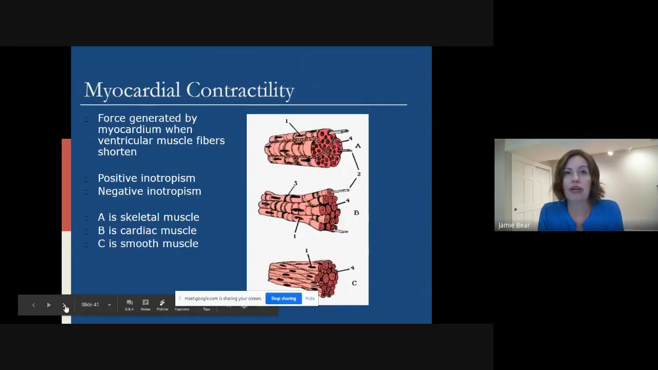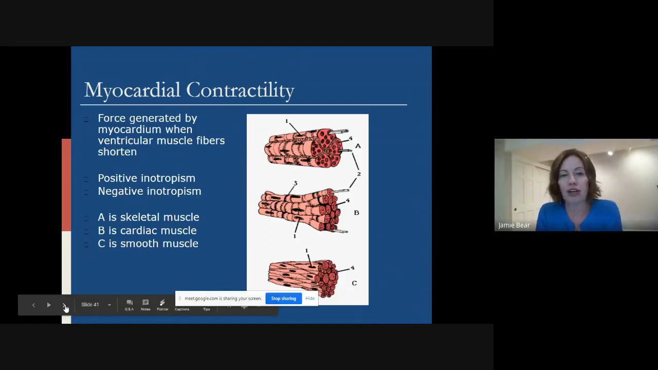And then our myocardial contractility is the force generated when the myocardial muscle fibers shorten or work against each other. So here I have a picture of the skeletal muscles, the cardiac muscles, and the smooth muscles.